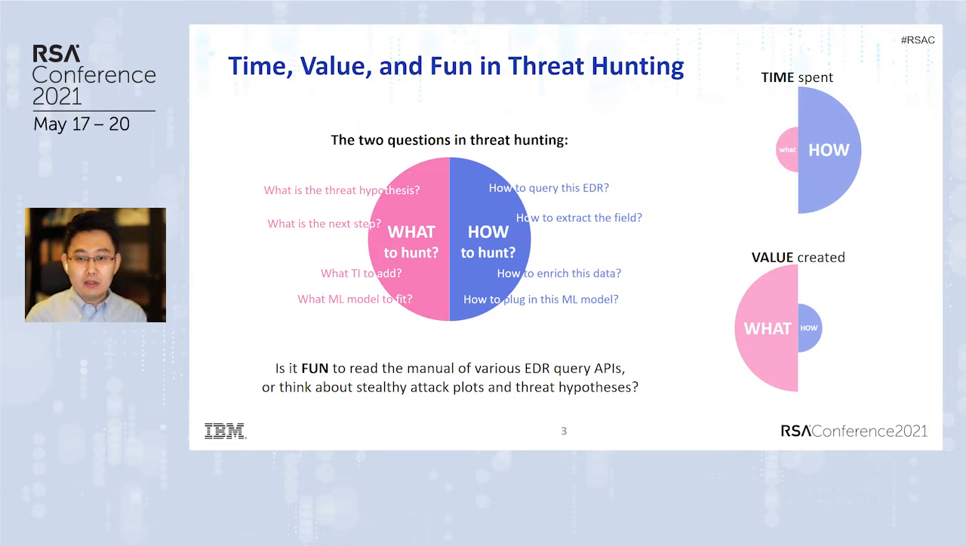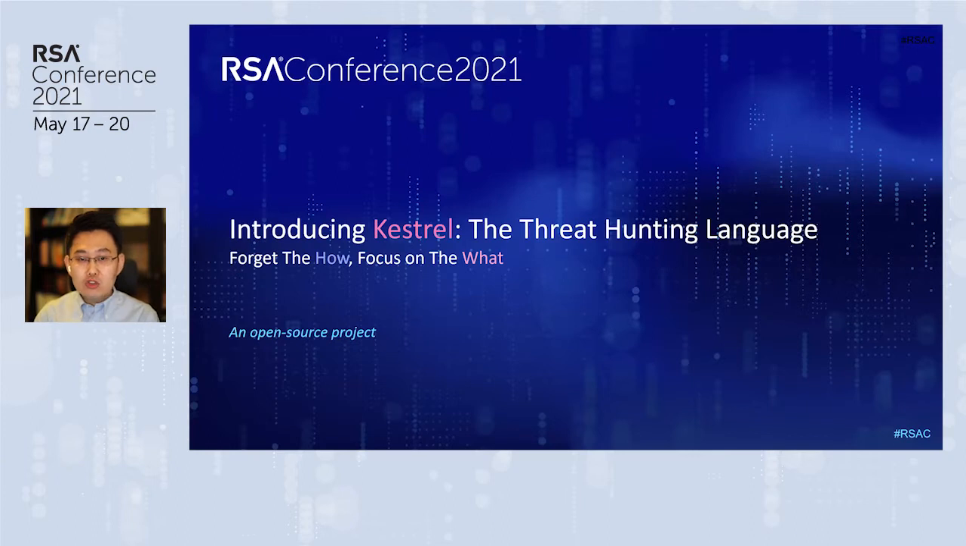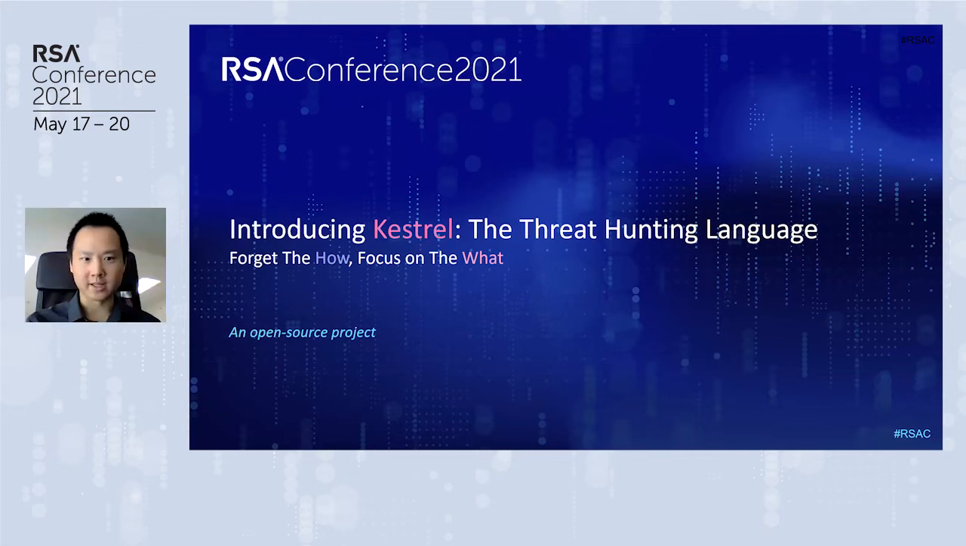For that, we need to prioritize the hunting task such that we spend more time on thinking about strategic plots and threat hypotheses rather than learning how to use and integrate tools. That's why today we are going to introduce Kestrel, our open source threat hunting language, to shift the focus from how to hunt to what to hunt. Why a new language? Because threat hunters need a way to express the what.